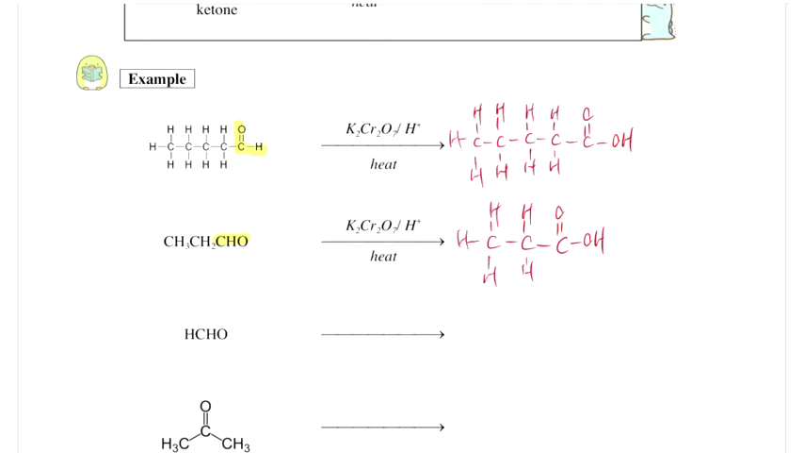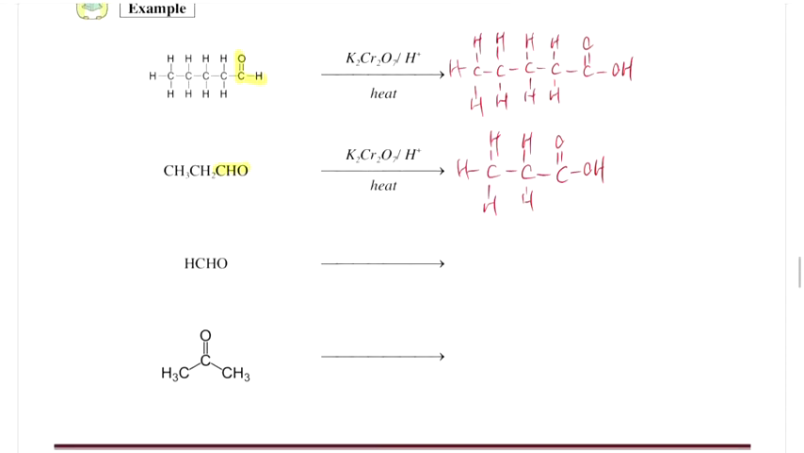Okay, and then next example, again the C methanol. We have the carbonyl group at the end, so if we put it with potassium dichromate in acidic condition and then we heat it, it will undergo oxidation and then it will form a carboxylic acid. Okay, so that's the methanoic acid.